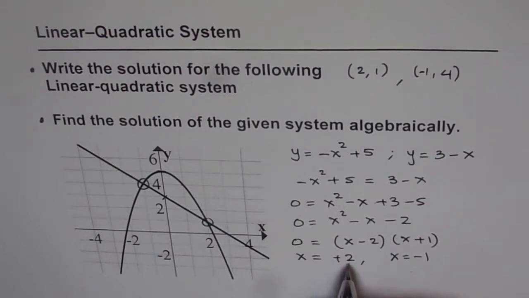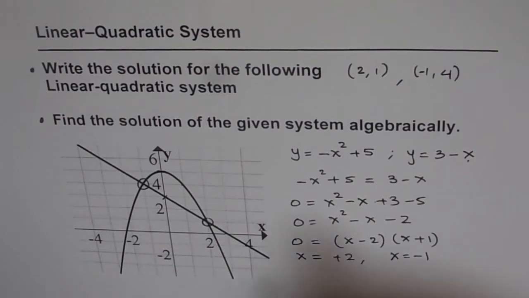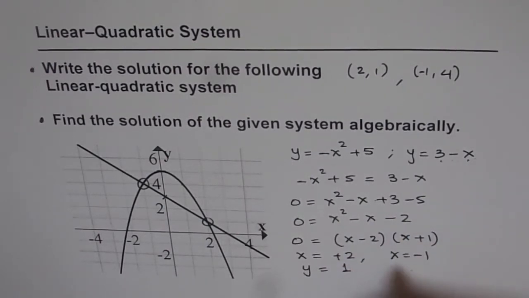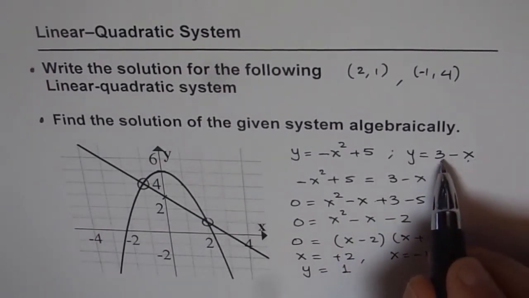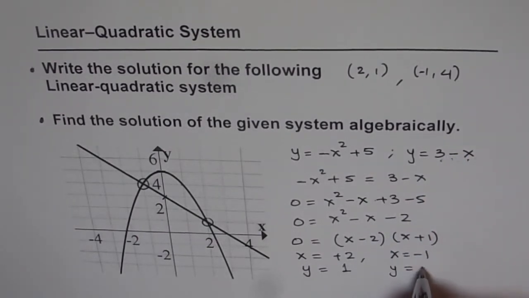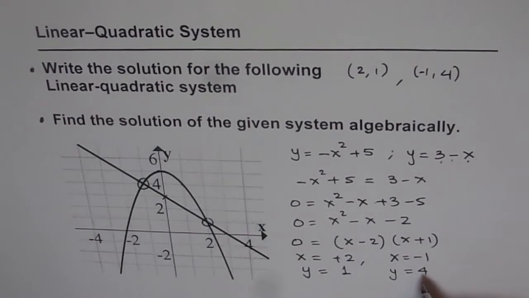So at x equals 2, we can find what y is. We can plug 2 into the line equation, right? If x is 2, then y equals 3 minus 2, which is 1. And for x equals minus 1, it will be 3 minus minus 1, which is 4. So y equals 4. So we get our coordinate points as shown in the graph, or as we got earlier, right? So we get the same set of points. Our points are indeed (2, 1), so we have the same solution.